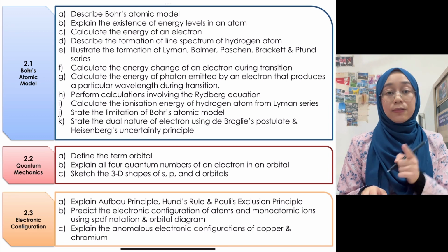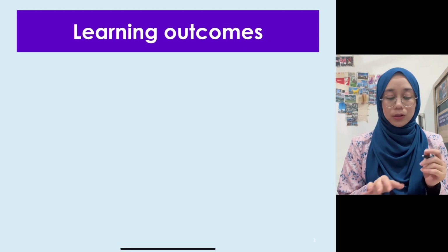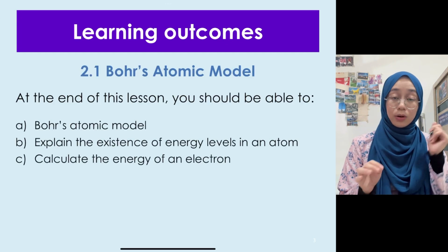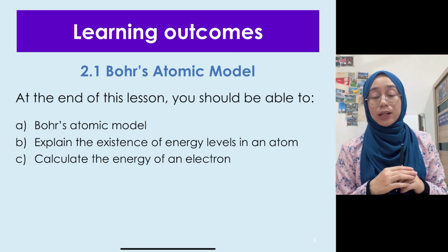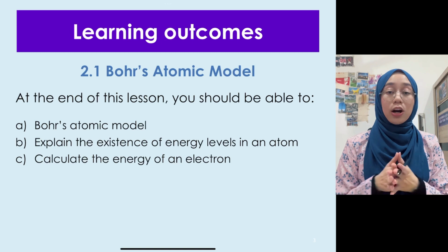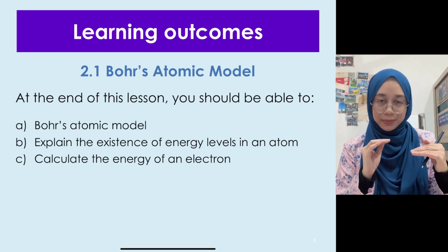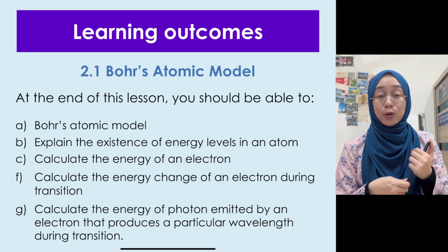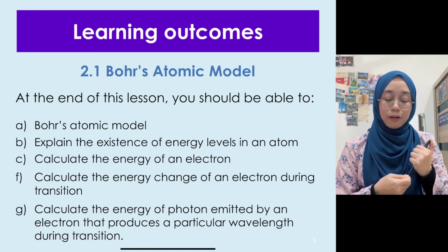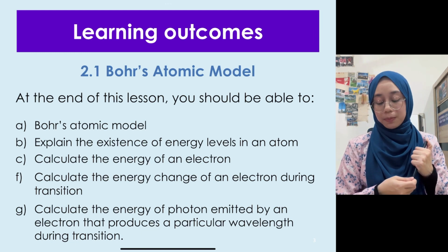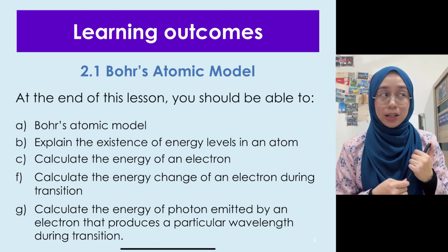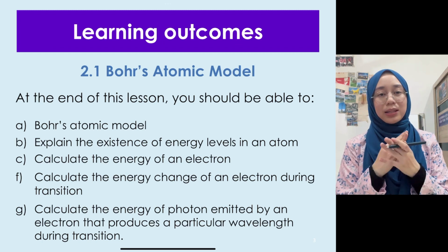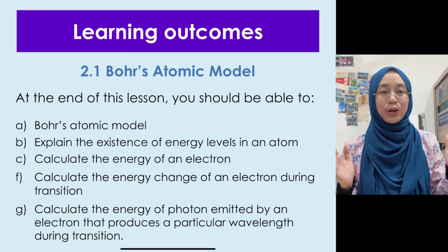Okay, so let's have a look at the learning outcome for this video. So hari ni ada beberapa yang kita akan tengok. So by the end of this lesson, you should be able to describe Bohr's atomic model and then explain the existence of energy levels in an atom and then calculate the energy of an electron. And then misalkan skip sikit D dengan E dahulu, kita terus tengok kepada F and G. So calculate the energy change of an electron during transition, and then kita akan calculate the energy of photon emitted by an electron that produces a particular wavelength during transition. So most probably ada macam banyak benda baru sebenarnya. Topik ni memang literally banyak sangat benda baru sebenarnya compared to apa yang kamu dah tahu.